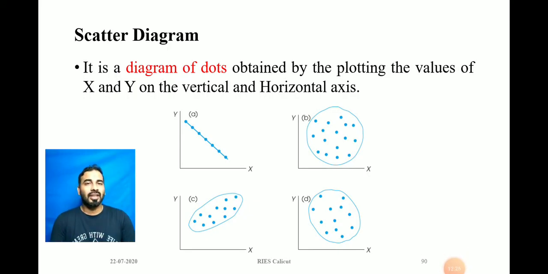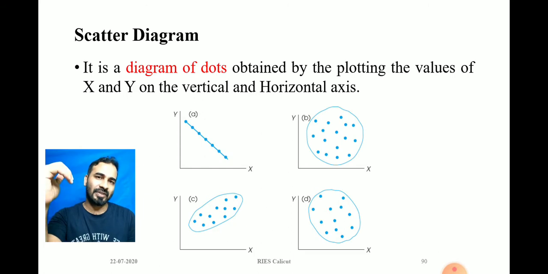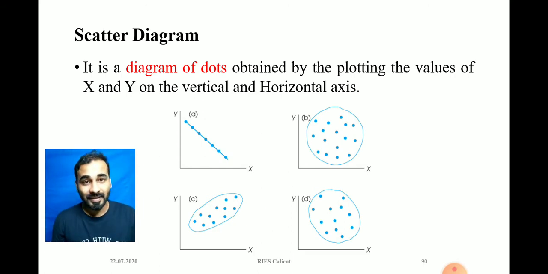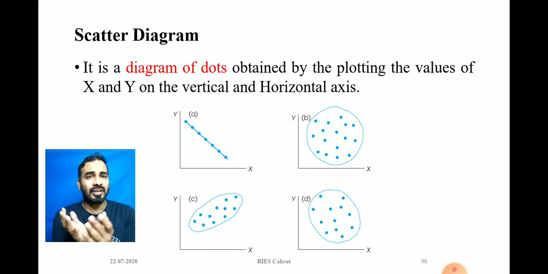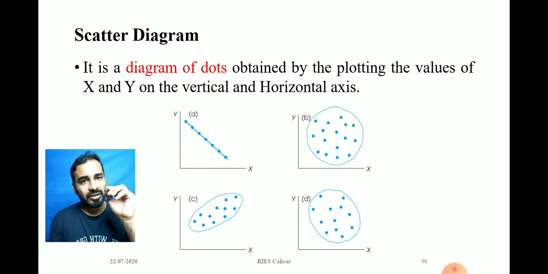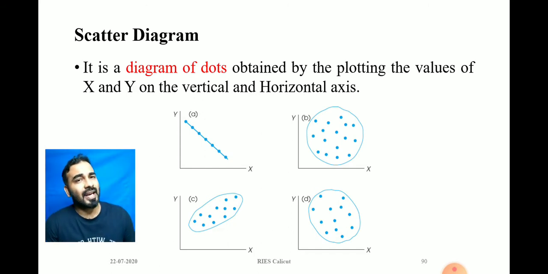Coming to the scatter diagram, a scatter diagram is nothing but a diagram of dots, obtained by plotting the values of x and y on the vertical and horizontal axes. Here we have two variables: one is drawn on the horizontal axis, the other on the vertical axis. Their joint values are obtained as dots. Such a graph is known as a scatter diagram or scatter graph. You can look at this graph.